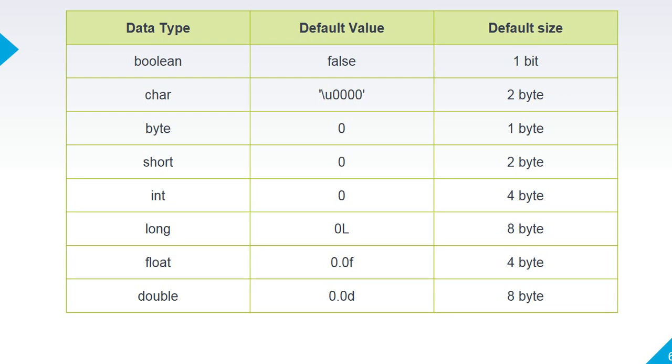So the Boolean data type takes 1 bit of memory space. The character data type takes 2 bytes of memory space. Byte takes 1 byte of memory storage space. Short takes 2 bytes of memory space. For int, the memory space taken by an integer data type is 4 bytes. Long is 8 bytes, and float and double are 4 bytes and 8 bytes respectively.